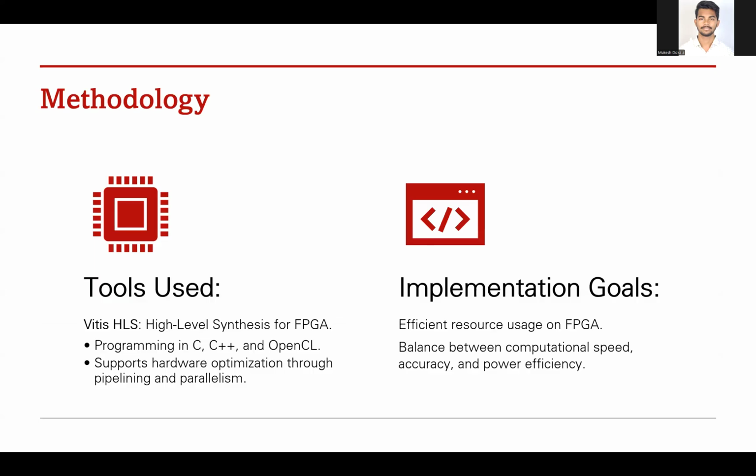Coming to the methodology. Firstly, we'll discuss the tools we use. For this implementation, we use Vitis HLS, which is a high-level synthesis tool that enables programming FPGAs using C, C++, or OpenCL. The primary goal of this project was to balance speed, power efficiency, and accuracy in hardware. FPGAs are ideal for such tasks because they allow parallel processing, pipelining, and customization of hardware to meet performance requirements. By designing and optimizing the hardware implementation of LeNet 5, we aim to achieve efficient resource utilization, and all this is done without compromising the accuracy of the model.